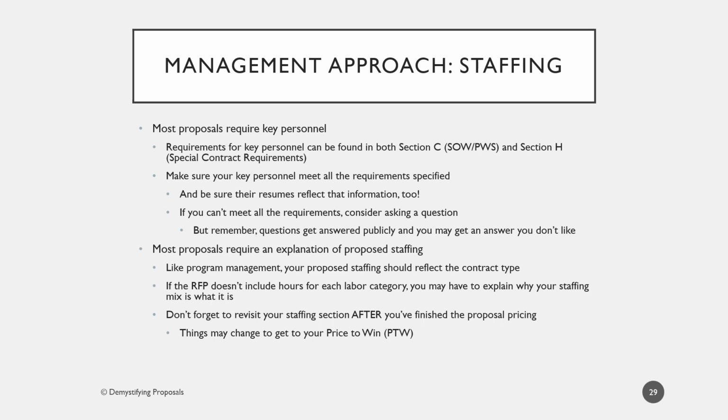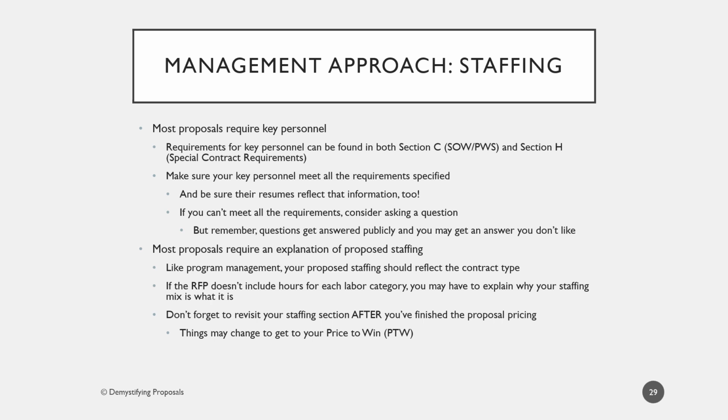Most proposals require an explanation also of the proposed staffing. That is, how many people are you proposing and in what labor categories? So again, like your program management section, your proposed staffing should reflect the contract type, right? You're going to staff differently for a firm fixed price contract than you are for a cost-plus or T&M contract. So if the RFP doesn't include hours for each labor category, you may have to explain what your staffing mix is and why. So think about that as you're putting together your staffing, and think about how you're going to explain it in your staffing section.